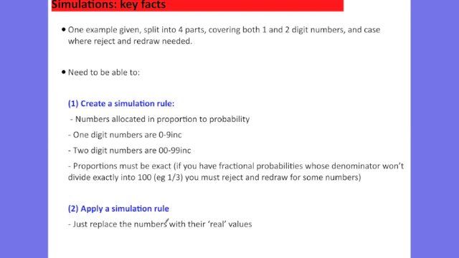So let's take a look at what creating a simulation rule involves. We have numbers allocated in proportion to probability. You need to be able to do this with both 1-digit numbers and 2-digit numbers. And realise that when proportions are not exact, and we have a fractional probability, for example 1/3, we must reject and redraw for some numbers. Again, when we're applying the simulation rule, we just replace the numbers with their real values. Let's take a look at an example, and we're going to focus here on creating and applying a simulation rule.